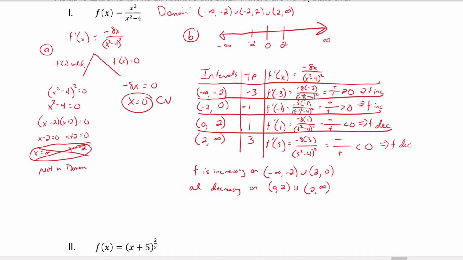Now, I'm sure you're wondering, can I rewrite this as negative infinity to 0 and 0 to infinity? No, because remember, you always have to start with your domain. Because the values at negative 2 and 2 are not defined, we still can't combine those into one interval, even though something is going on there. In this case, what's happening is we have a vertical asymptote at negative 2 and 2.